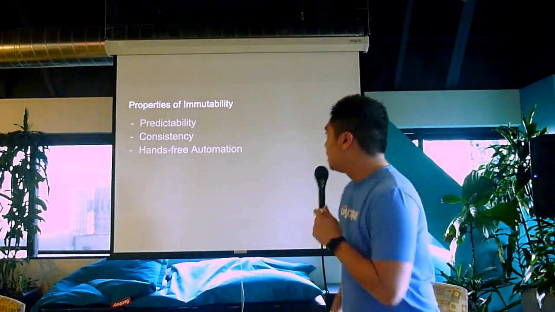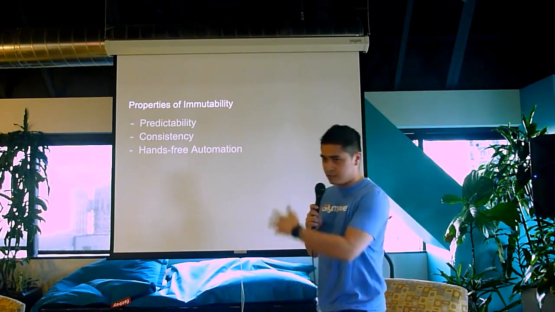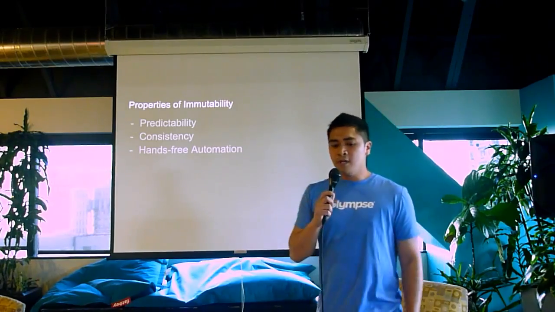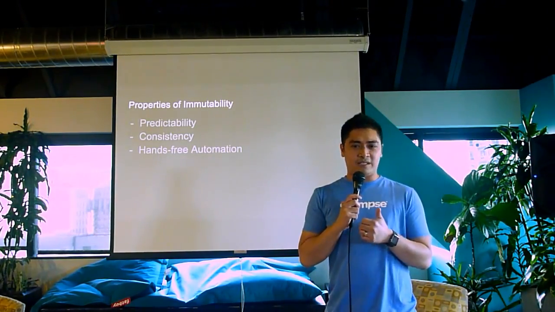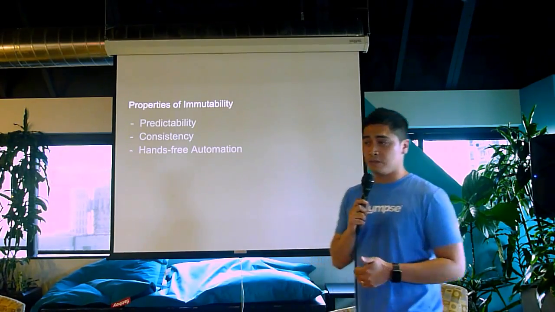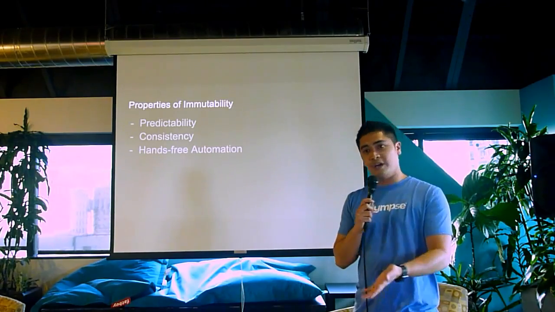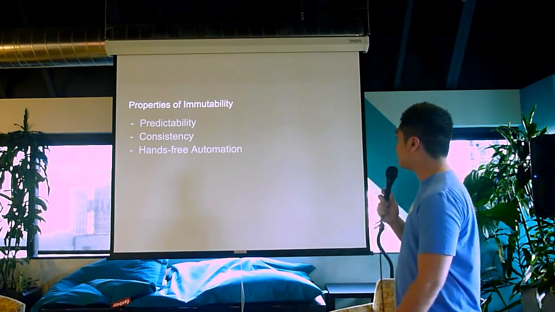And so, properties of immutability. The first one is predictability. These are the big three properties of immutable infrastructure. Whatever you provision, you have to know exactly what it's going to become, right? It has to be predictable. And that's inherently what you have when you have an AMI or a Docker image. When you run it, it's exactly what you defined and saved into that state.